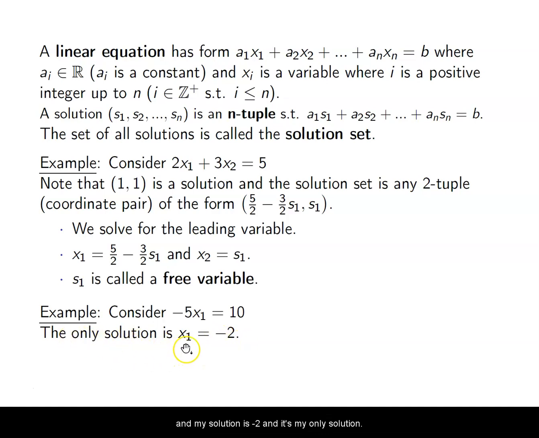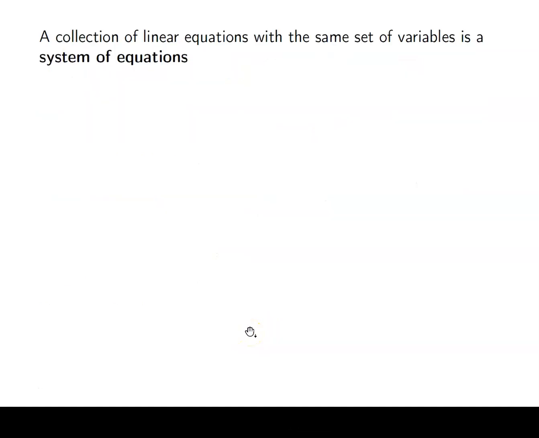And it's my only solution. Here I had infinite choices for an answer. Here I only have one. Okay, we call this a unique solution. So a collection of linear equations with the same set of variables is called a system of equations.